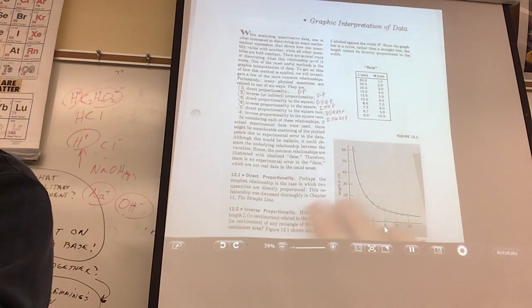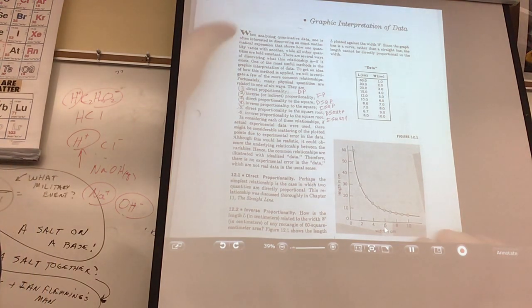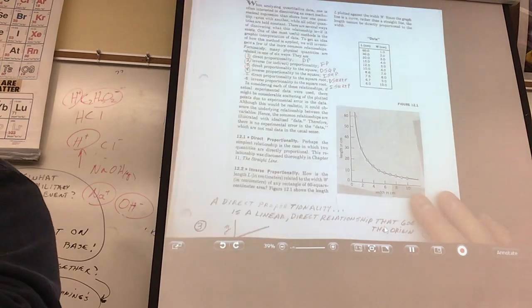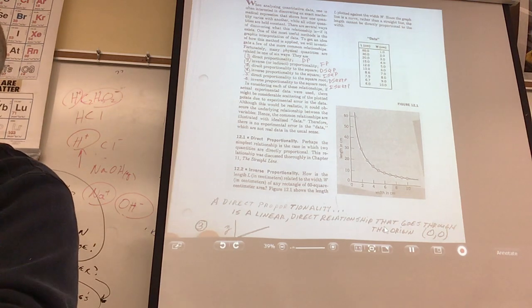We already know about direct proportionalities, right? And we know about direct relationships and direct proportionalities. Let's go to inverse. How is the length in centimeters related to the width in centimeters of any rectangle of 60 square centimeter area? Now, I used to do that as a homework assignment. Go home, get a piece of graph paper. Now make me 10 rectangles that have an area of 60 square centimeters.